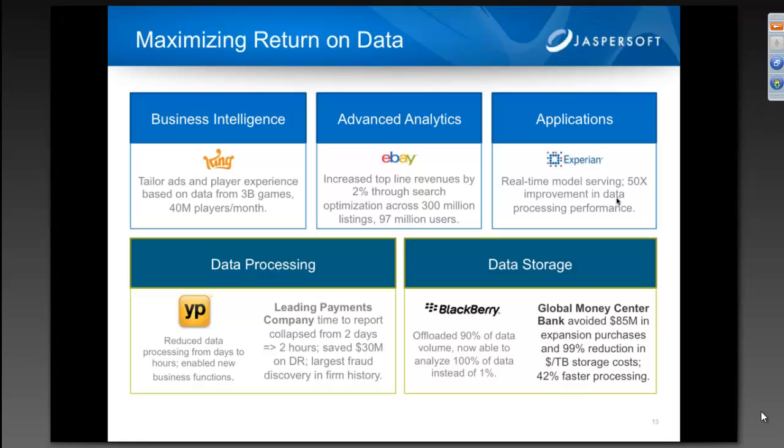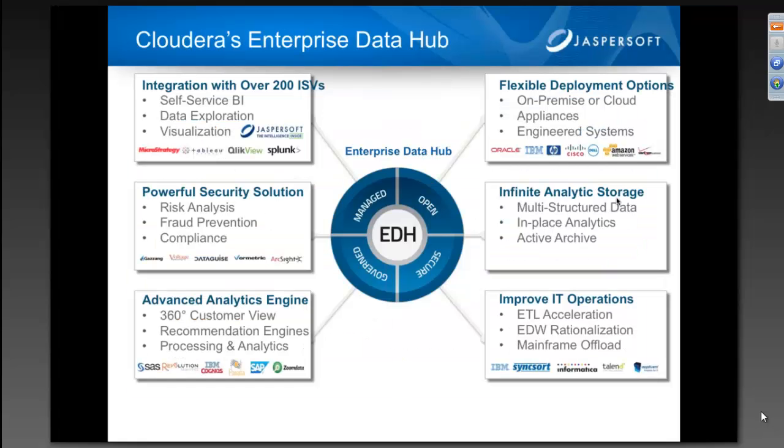So this is kind of our vision of Cloudera's Enterprise Data Hub, right? As I mentioned before, we have integrations with a variety of different ISVs to provide self-service BI, data visualization, and data exploration. JasperSoft is a great solution for that, and we'll be looking at it a little bit later. Powerful security ISVs, so there's Voltage, Dataguise, Protegrity, Gazzang, that have different solutions that provide different security capabilities within the platform, advanced analytics engines, flexible deployment options, right?